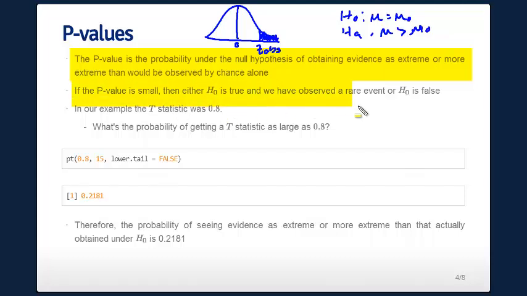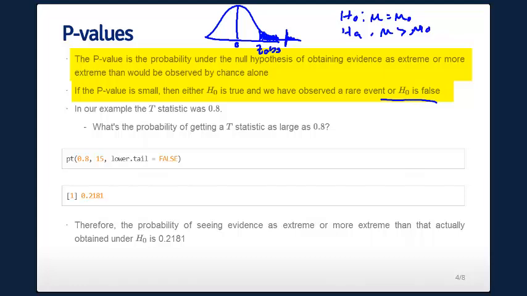If your p-value is small, then either H0 is true and we've observed something odd. It would be rare, for example, to observe a test statistic way out here if the null was true, because the probability of observing something that extreme is very small. Or the other alternative is that H0 is false. That's why it's commonly stated that small p-values are evidence in favor of the alternative.